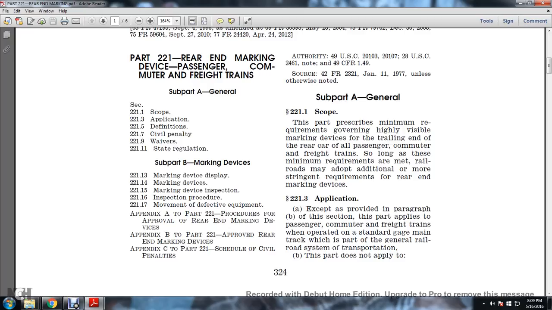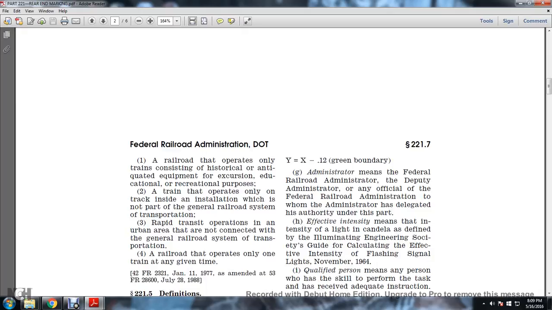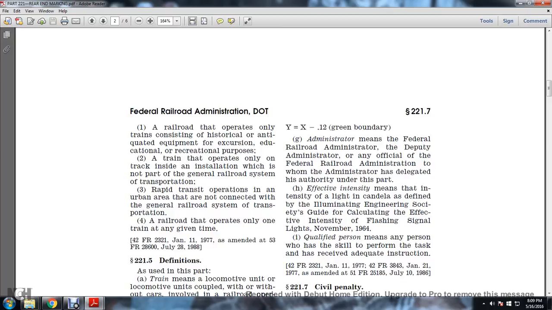221.3, Application. Except as provided in paragraph B of this section, this part applies to passenger, commuter, and freight trains which operate on standard gauge track, which is part of the general railroad system of transportation. This part does not apply to a railroad that operates only trains consisting of historical or antiquated equipment or excursions for educational or recreational purposes, trains that operate only on track inside an installation which is not part of the general railroad system of transportation, or rapid transit operations in an urban area that are not connected with the general railroad system of transportation.